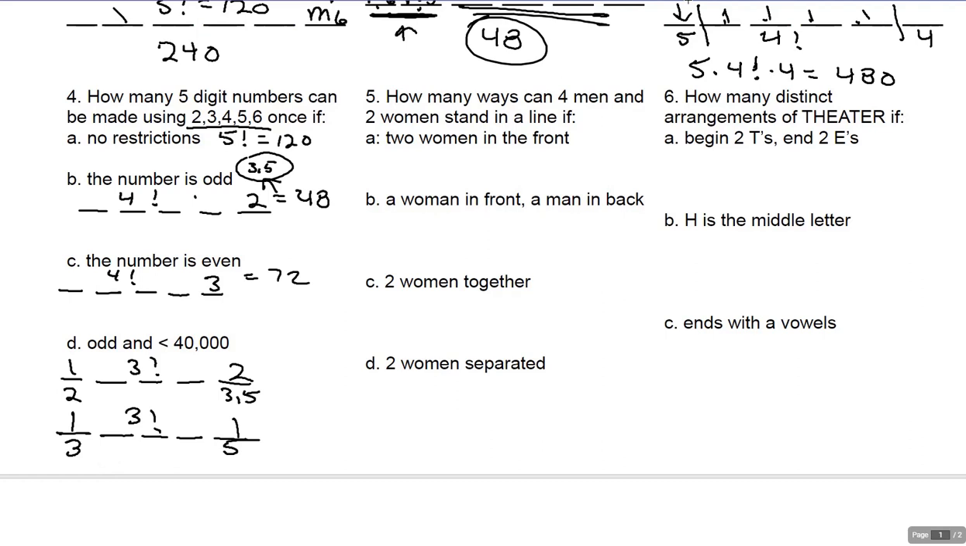So I'm going to do 3 factorial times 2. That's this up here. Let's do this again. What's this going to equal? 12. What's this going to equal? 6. Altogether, how many ways would I be happy with? 18 ways.